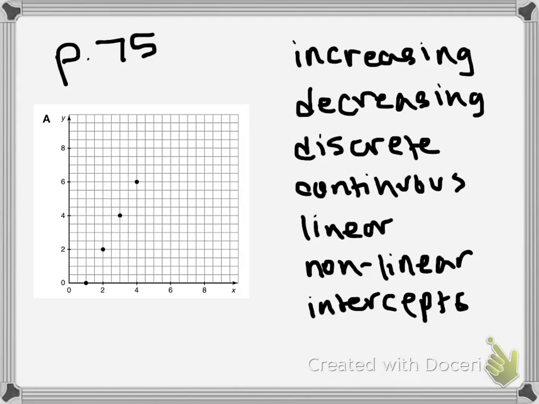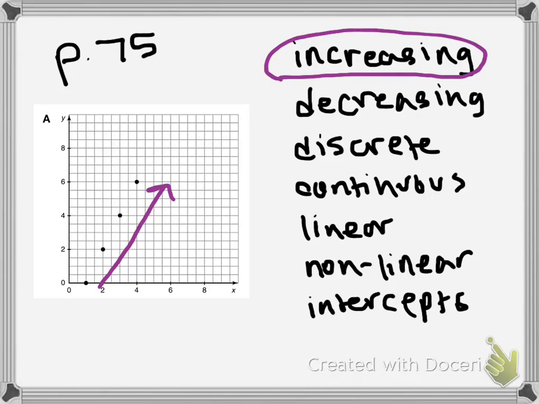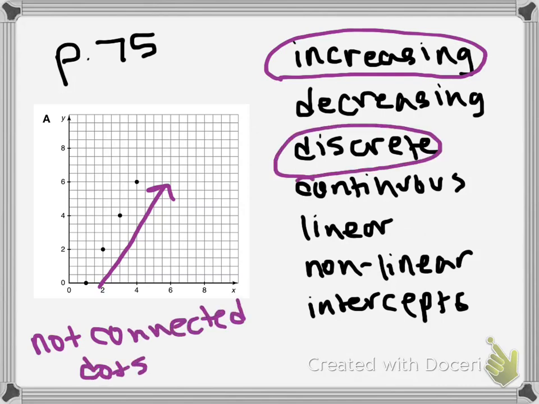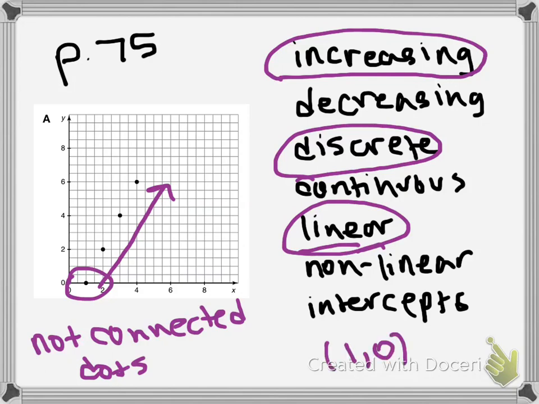So on graph A, if you notice the line is going up, or the dots are going up the y-axis, that means that it's increasing. So you would draw the graph and then write increasing. The dots are not connected, so this means that this graph is discrete. The dots form a straight line if they were to be connected, so this means that they are linear. And then the intercepts are where they cross the x and y axis. So we have a dot on the x-axis. One of the intercepts is (1, 0), and there's not anything on the y-axis.